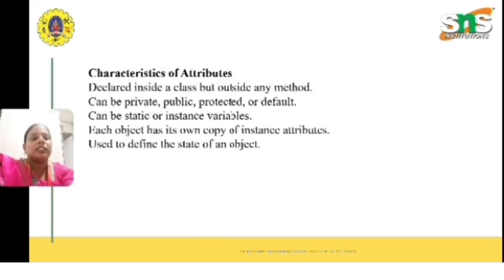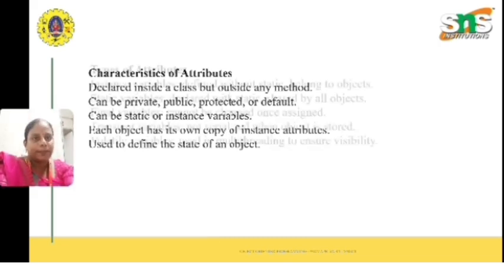What are the characteristics of attributes? An attribute is declared inside a class but outside any method, and it can be private, public, protected or default, which is nothing but access specifiers. The variables can be either static or instance. Each object has its own copy of instance attributes, used to define the state of an object.